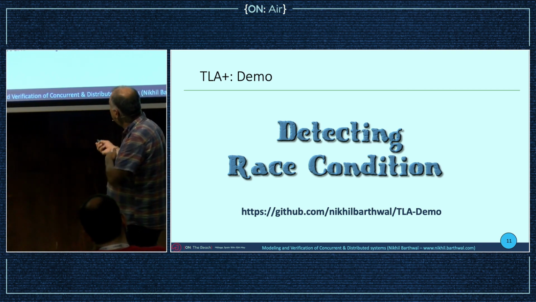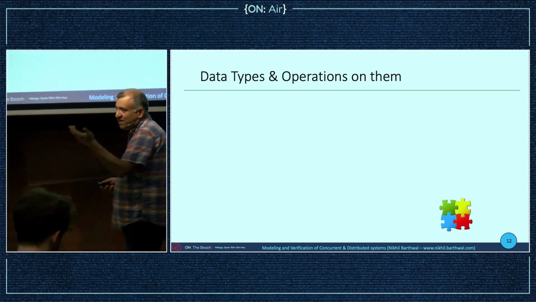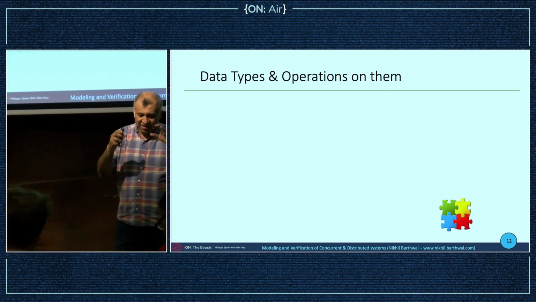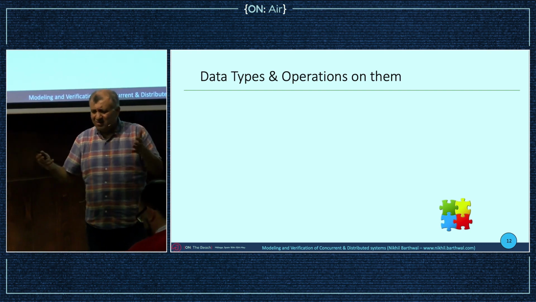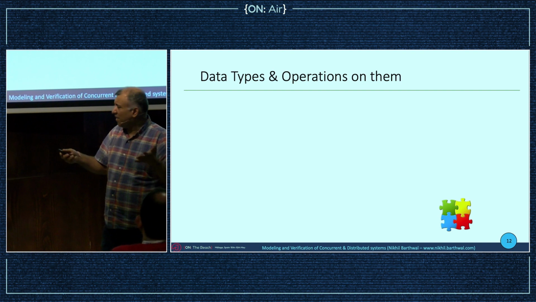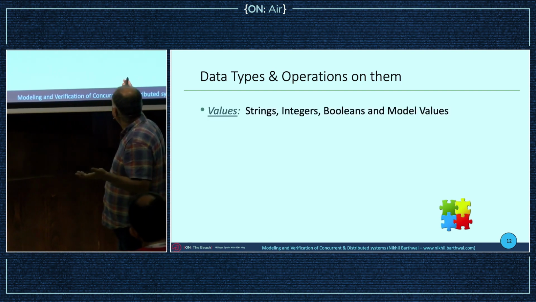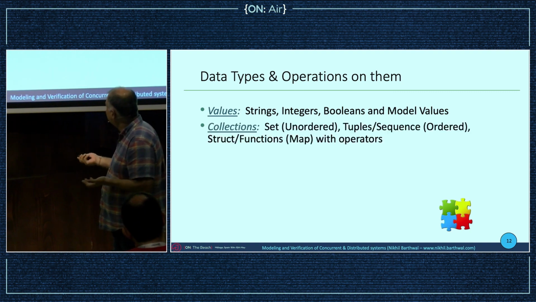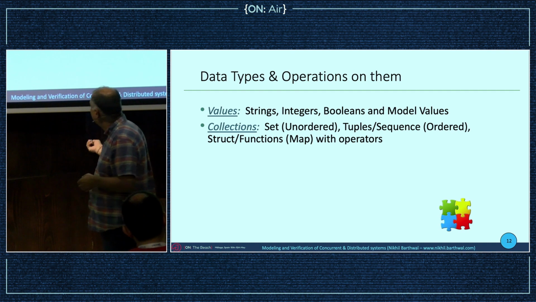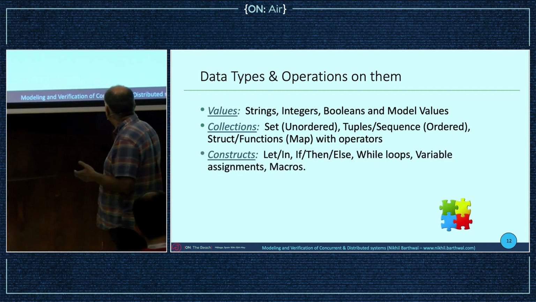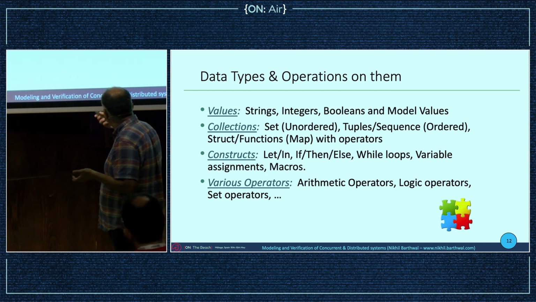Now here, I'll go past and talk about how every language has various data types. So I'm trying to give various language constructs of what TLA+ is. TLA+ itself is a relatively decently sized language, so I'm only going to be scratching the surface. I have values, strings, integers, booleans that I represent. Then obviously I have collections, tuples, we just saw the map, account one. I have various constructs, if-then-else, loops that I would expect. And I have various operations, set operations and so on.